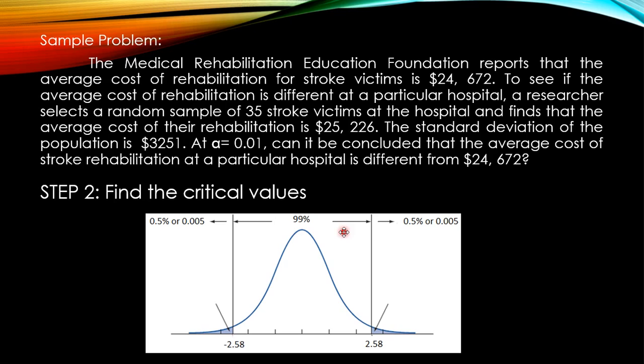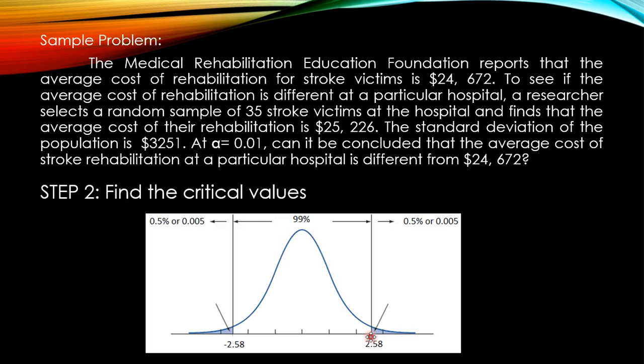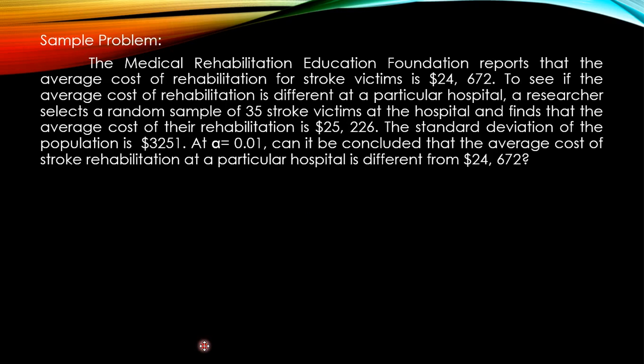So, again, 0.5000 minus 0.005, you will get 0.4970. Tama ba? 4970? 4950. At pag tingnan mo yan sa z-table, that is 2.58. So, positive 2.58 at negative 2.58.